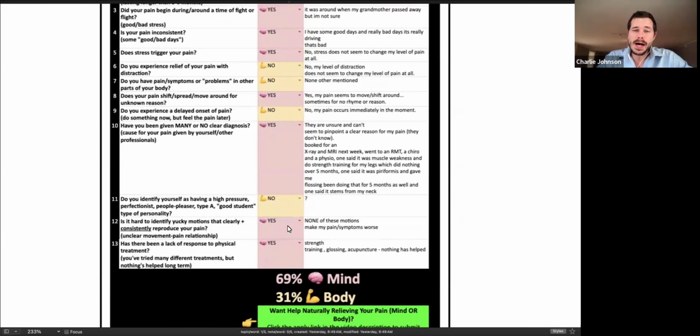If the problem is of the body, he should be doing those motions and they should clearly hurt. We'll talk about this in a moment, and I'll go back to it in a second. He said, yes, I'm having trouble doing it. None of these motions make my pain or symptoms worse. Has there been a lack of response to physical treatment? Question 13, yes, I've tried strength training, flossing, acupuncture, nothing has helped.